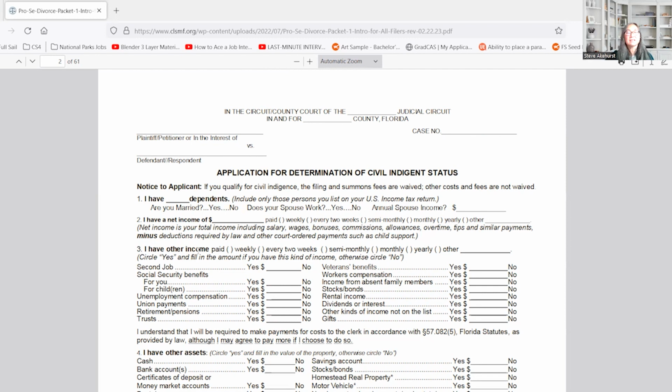Number 3 asks whether you have other income. And this includes a second job, Social Security, unemployment, union, veterans. If you don't have any, you just write no. You could just do one no and draw a straight line. You don't have to circle each of the no's.